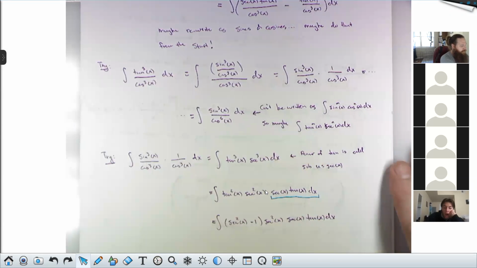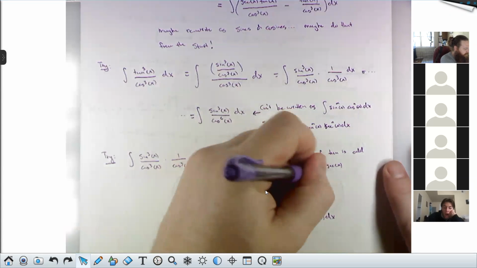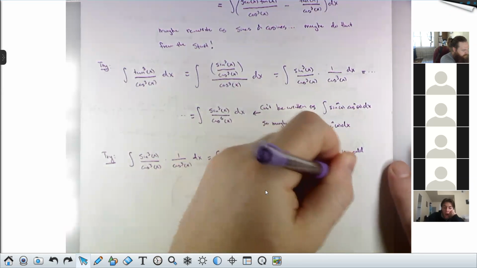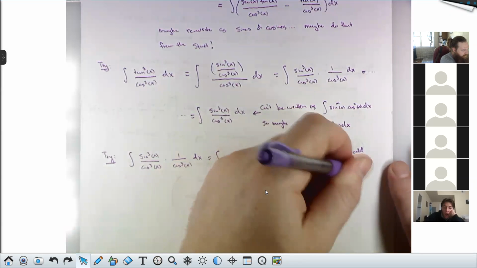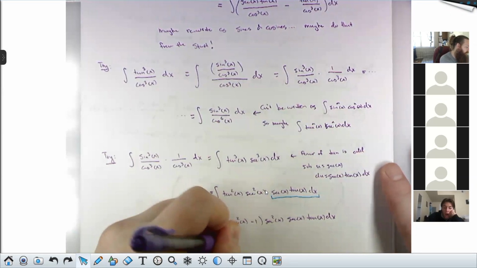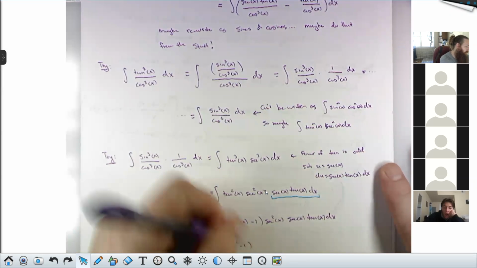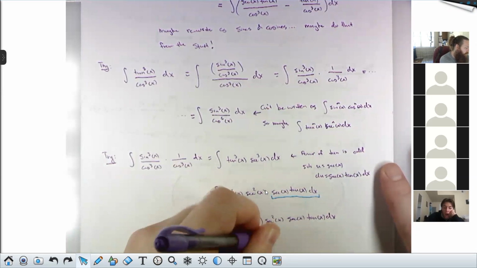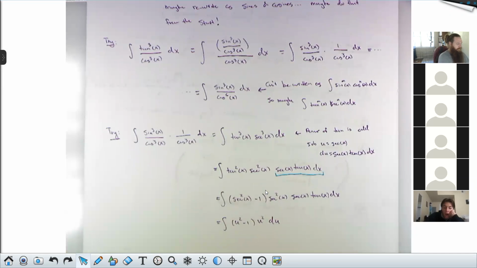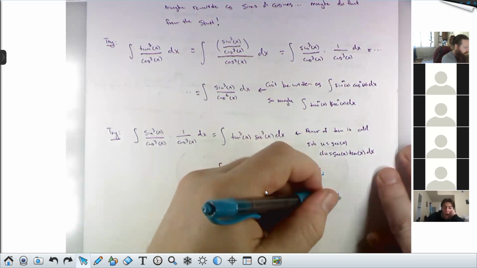Here we are ready for the substitution. u is secant x. du then is secant x tangent x dx. So this is going to be the integral of (u squared minus 1) times u squared du. All right, this piece is your du.